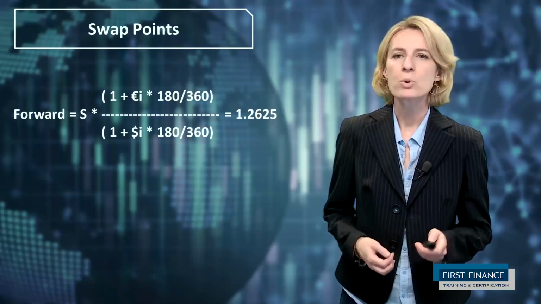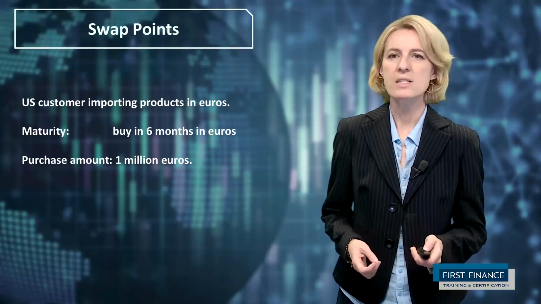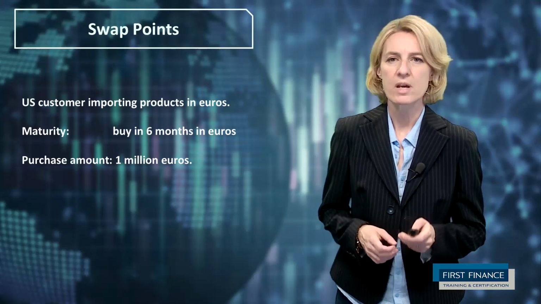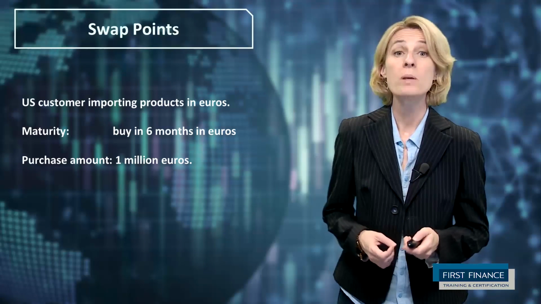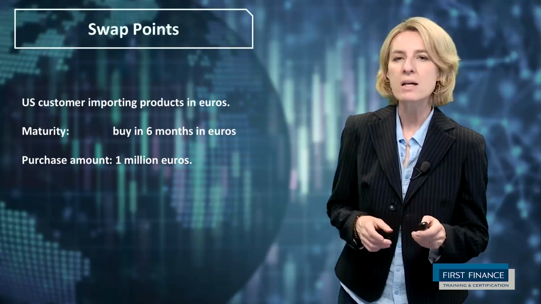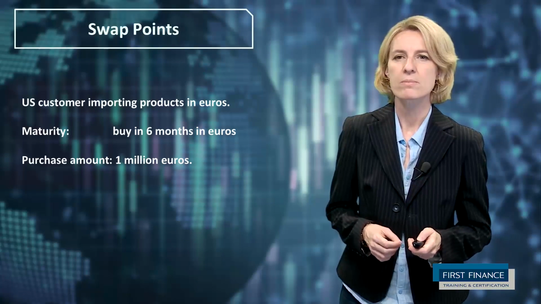Let's look at a simple problem. We've got a US customer importing products in euros. So the customer has to buy their products in 6 months in euros. Let's say, for example, that the customer has to spend an amount of 1 million euros. So let's use 180 days this time. So the market data will be different, as we'll use the market data with the spreads. That's to say, with the bid-ask prices.